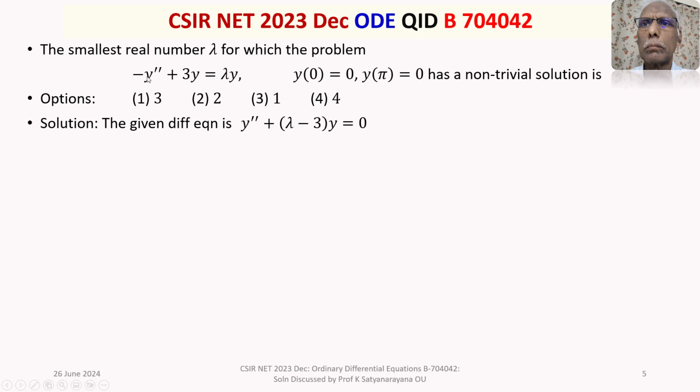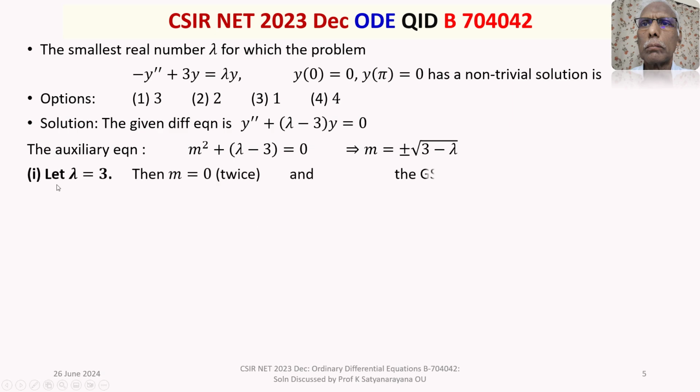The given differential equation can be written as y double prime plus (lambda minus 3) y equals 0. Now, to solve this, we write its auxiliary equation, which is m square plus lambda minus 3 equals 0. This gives m equals plus or minus the square root of (3 minus lambda). Now we deal with the 3 cases.